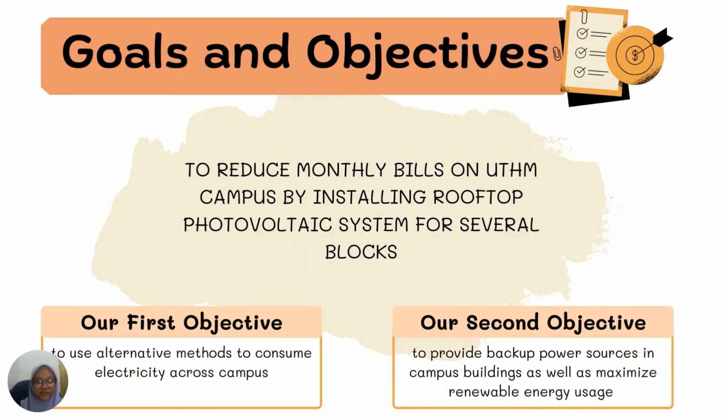Assalamualaikum and hi, my name is Farah Najidah binti Norizal. So I will continue with goals and objectives. Our project goal is to reduce monthly bills on Mutation campus by installing a rooftop photovoltaic system for several blocks. And for our objectives, we have two. The first one is to use alternative methods to consume electricity across the campus. And the second objective is to provide a backup power source in campus buildings, as well as to maximize the renewable energy usage. So that's all from me.